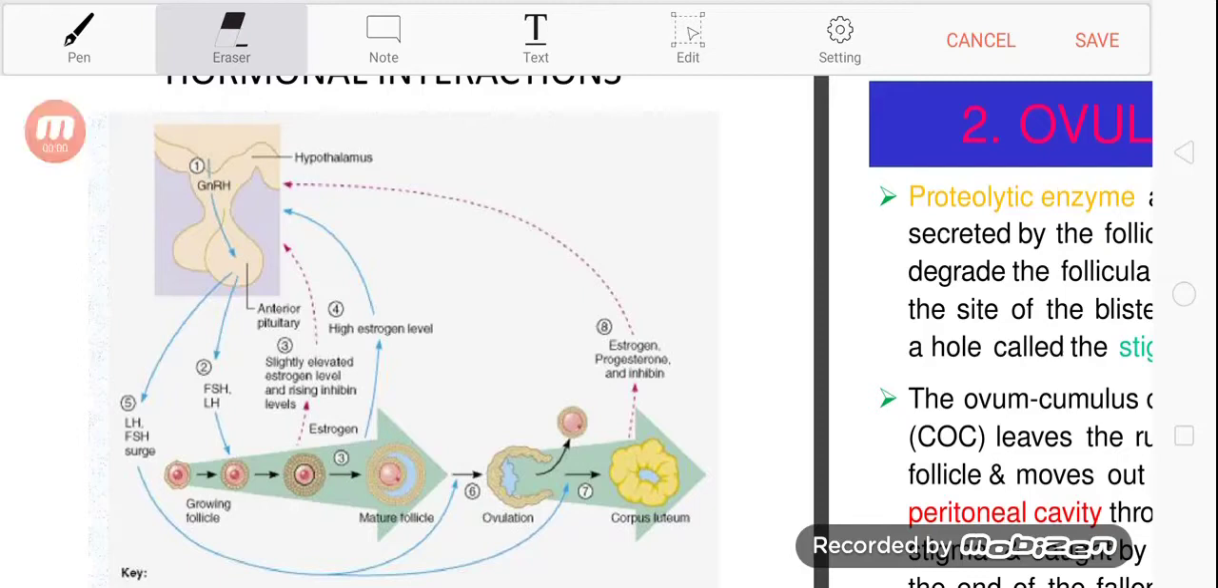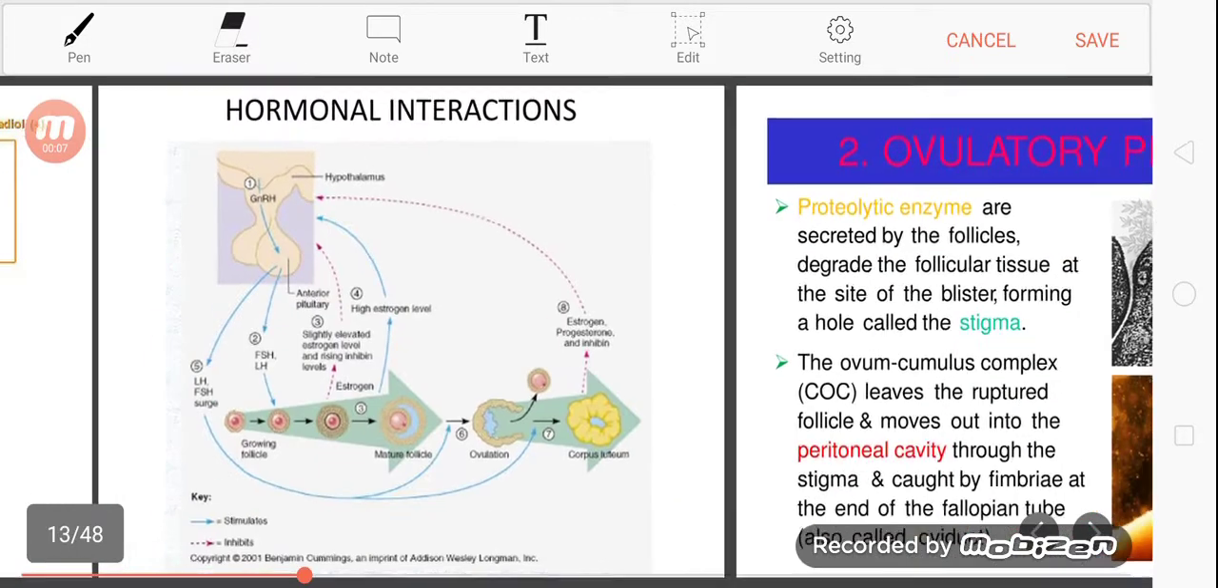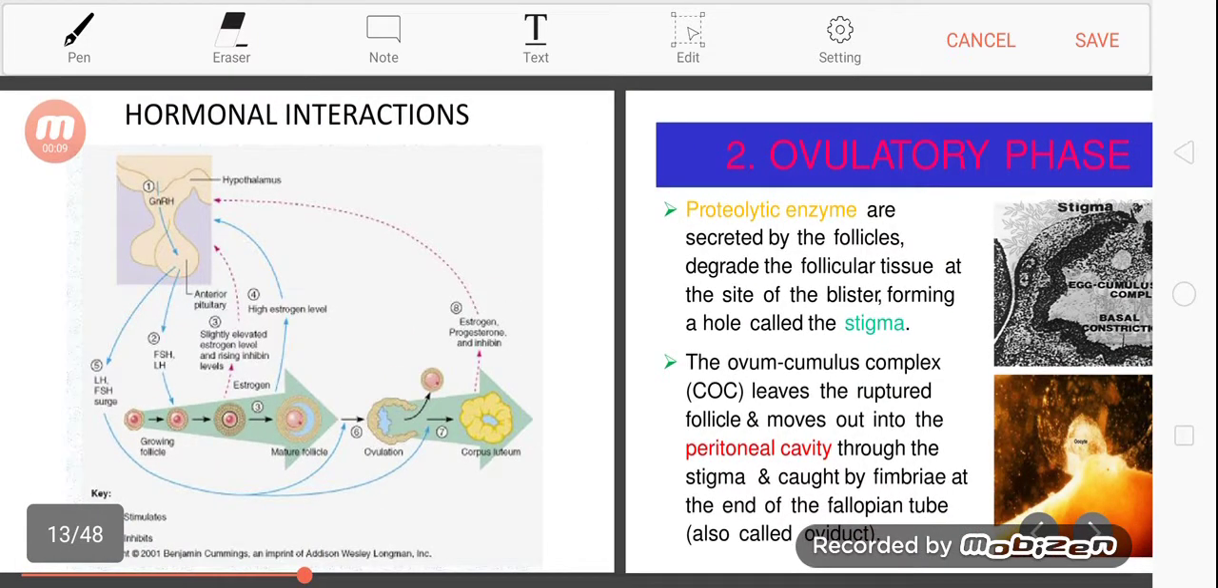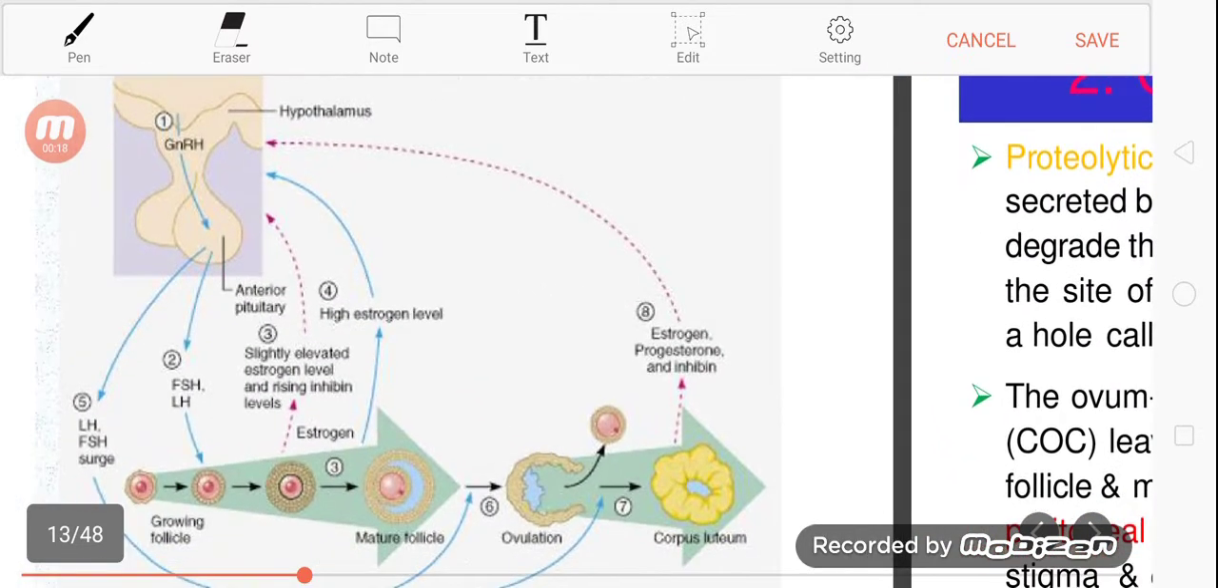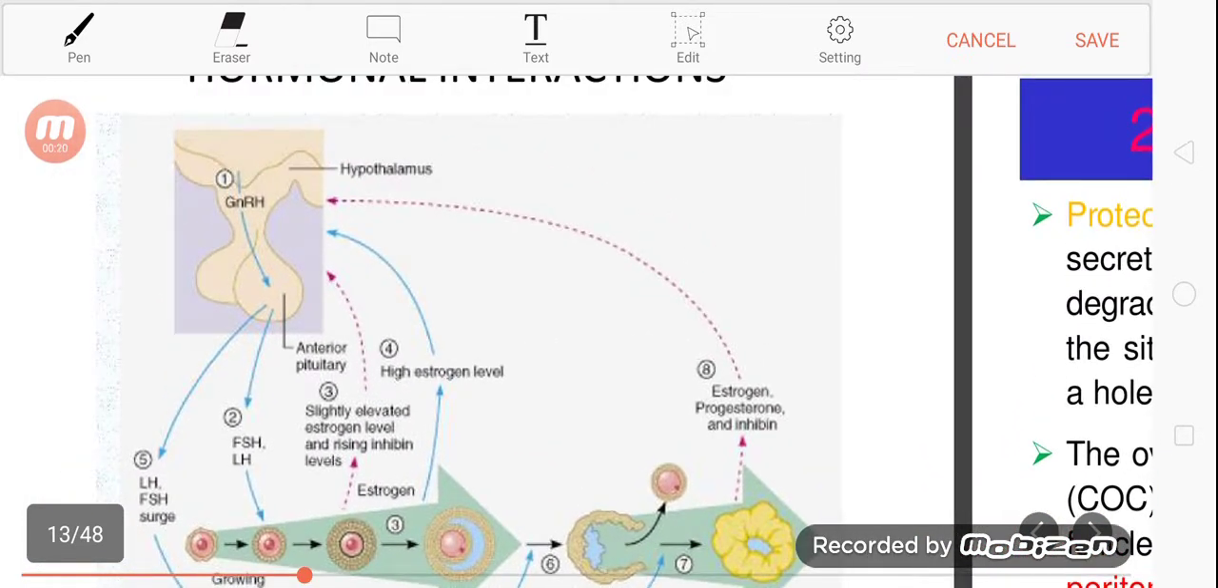Okay, your friend asked about slide number 13 on hormonal interaction or regulation. So this slide here covers overall hormonal interaction in one cycle of menstrual ovarian activity. So it starts with number 1 here.